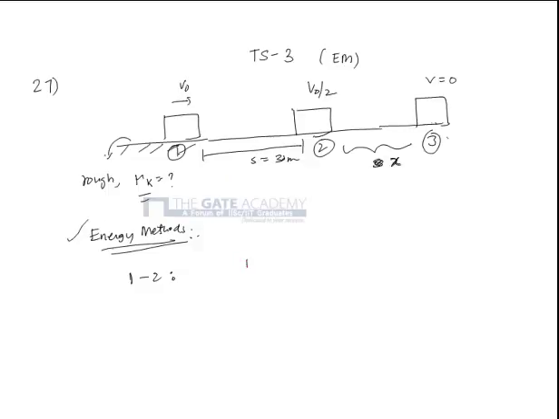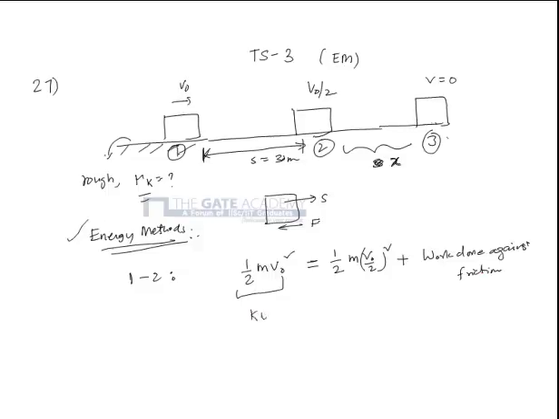The energy at position 1 is the kinetic energy, half m v0 square, and that is equal to the kinetic energy at position 2 plus some energy that has gone into the friction. If you consider the free body diagram, the friction will act in this way and the block is moving in this way. So this is the kinetic energy at position 1, this is the kinetic energy at position 2, and the difference is the work done against friction.